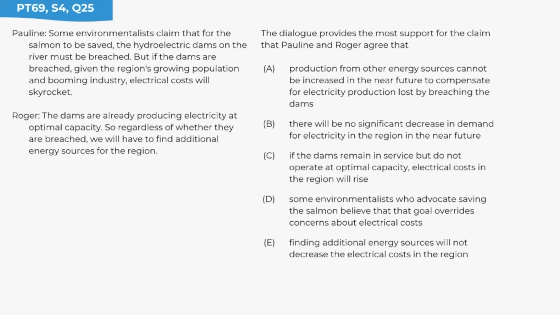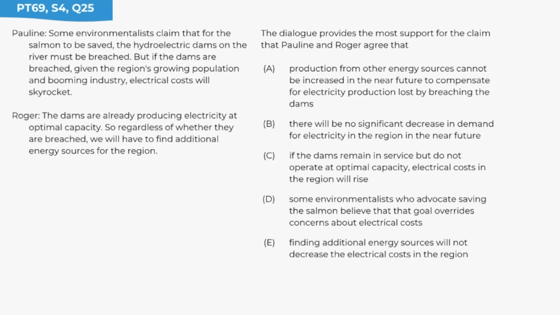All right, welcome back. Notice the difference in this one. The dialogue in the question stem, the dialogue provides the most support for the claim that Pauline and Roger agree that. So in this case, we're looking for what the two speakers agree with each other about. So what's the overlap between these two speakers? Well, it's not actually stated, right? Remember, the dialogue provides the most support for the claim, meaning we won't necessarily be able to prove this one beyond a shadow of a doubt.